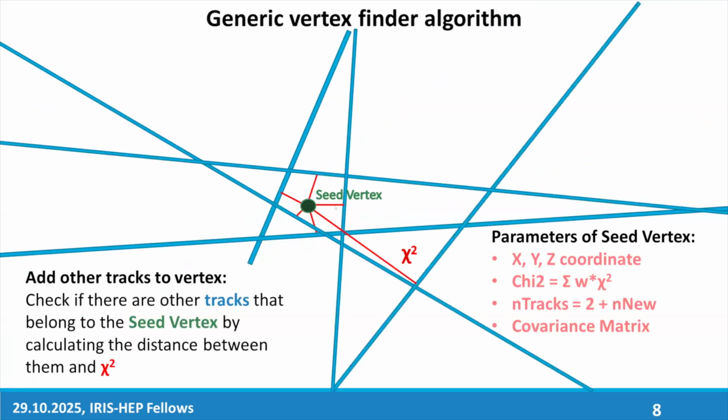Then we check which other tracks belong to the seed vertex. We calculate the distance between them, and also the chi-square from the point to the line. If the criterion is satisfied, we add this track to the vertex and fit it again, and we obtain an updated vertex: the coordinates, the chi-square, and the number of tracks become bigger.